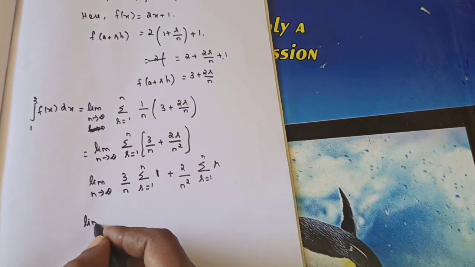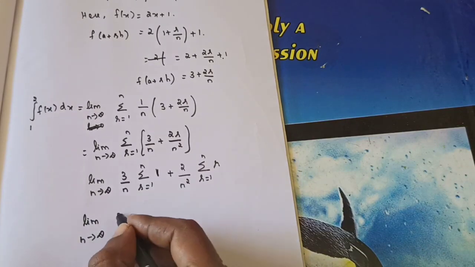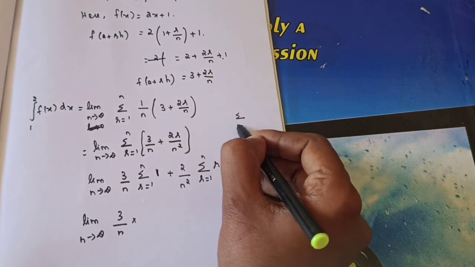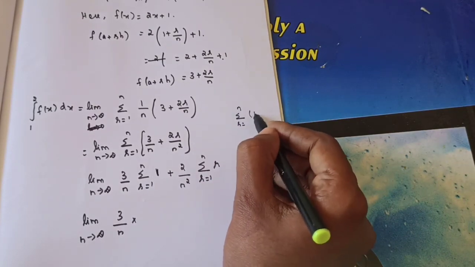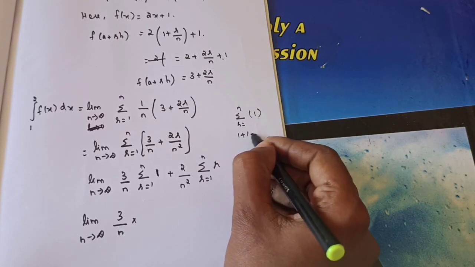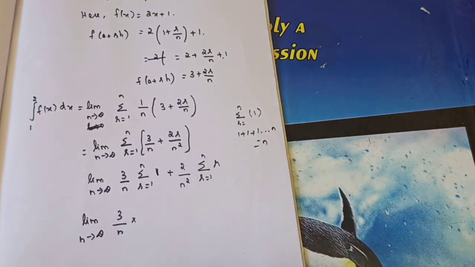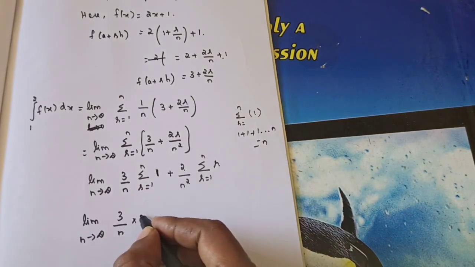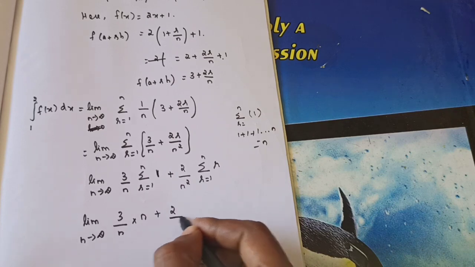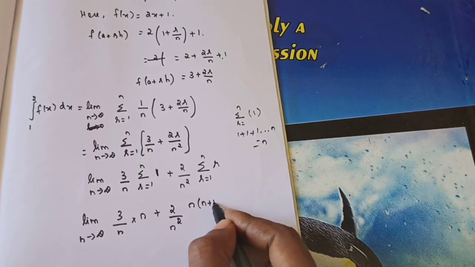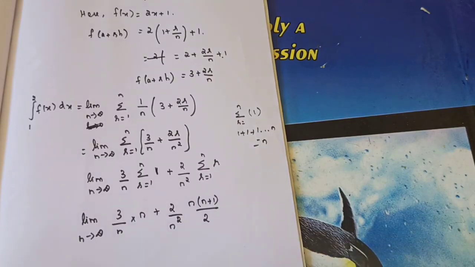So limit n tends to infinity, 3 by n into summation r equal to 1 to n, 1. 1 means 1, n times, is it right? 1 plus 1 plus 1 plus etc. up to n means what's the value? n. This also you have learned in 10th standard. That is 1, 1, 1, 1, etc. up to n times, so we will substitute n in its place. Plus 2 by n square, then what's the formula? n into n plus 1 by 2. You want to do it very carefully. Okay, keep it in mind very carefully.